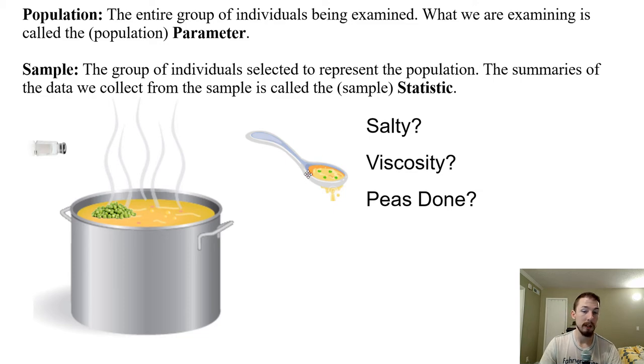Anyway, whatever we measure from the sample, we taste the saltiness, we decide if it's too thick or too thin, if we need to add water to it, and then we decide if the peas are done based on our sample. Hopefully the sample is representative of the entire population so that we're done, and we could draw valid conclusions from our sample and then make adjustments to our soup as we move forward.